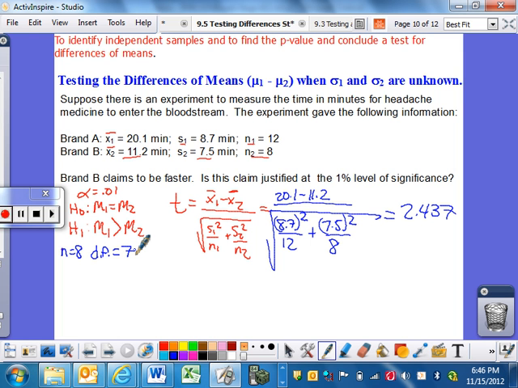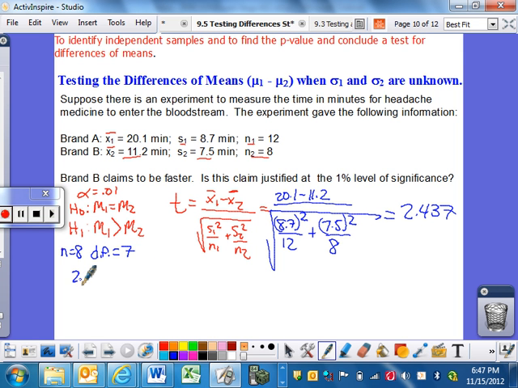So if I go to degrees of freedom 7, I need to figure out where 2.437 falls between. So 2.437 falls between what two numbers on the 7? I'm looking at the wrong row. So 2.365 and 2.998.